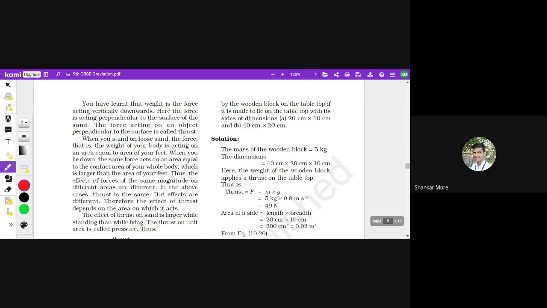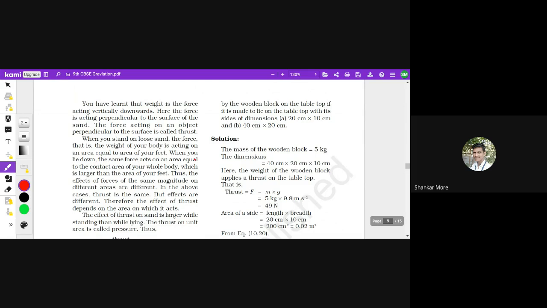Okay, when you stand on loose sand, this force, that is the weight of your body, is acting on an area equal to your feet. Matlab aapka jo feet ka area that is touching the sand, utne area pe hi wo jo force hai wo apply ho raha hai. When you lie down, the same force acts on an area equal to the contact area of your whole body. Matlab same force jo hai wo zyada surface area par apply ho raha hai, which is larger than the area of your feet. Obviously agar aap khade rehte ho aur aap sote ho, so there will be a difference in the area which is touching the ground or the earth, right?